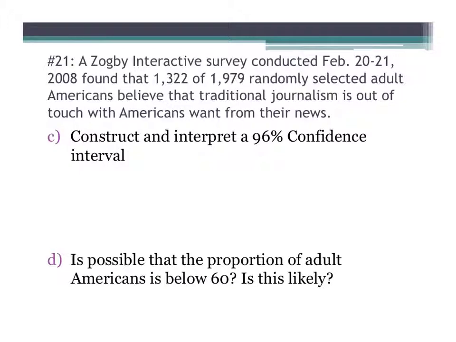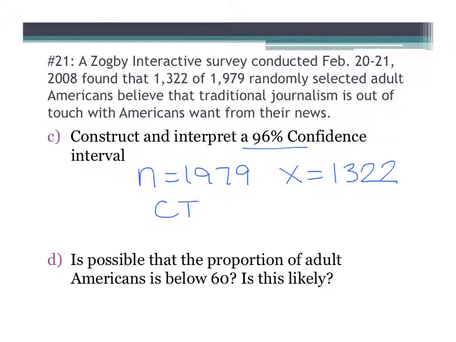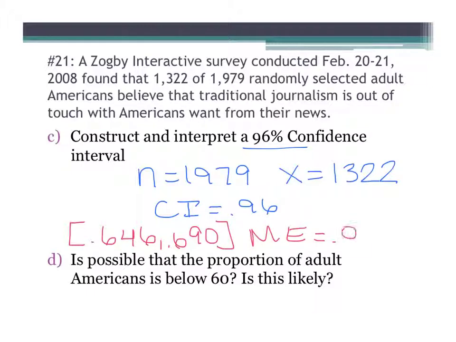The last thing is to actually create a confidence interval. So this one asks us to do a 96% confidence interval. So we know that n is equal to 1979, x is equal to 1322, and our CI is equal to 0.96. So then you should be able to go to your calculator and figure out what that is. And just to verify, 0.646, 0.690, those are your intervals. And the margin of error is 0.022. And so make sure you pause the video and put that into your calculator. Make sure you can get that. If not, make sure you try until you get that.